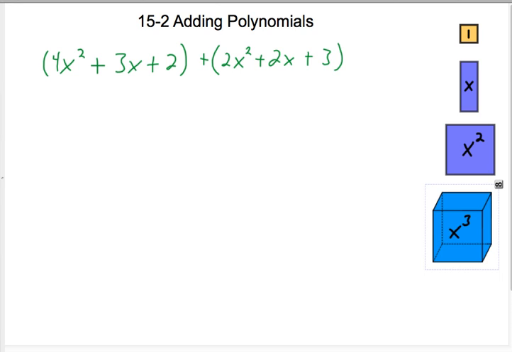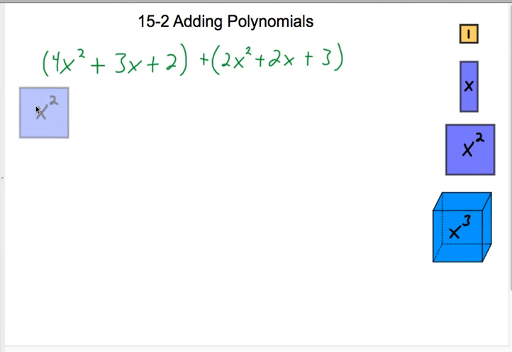Hello, in this video we're going to learn about adding polynomials. So up here we have 4x squared plus 3x plus 2 plus 2x squared plus 2x plus 3. So here are our two polynomials. Here on the right side I have some algebra tiles that are going to help us out in solving this problem.